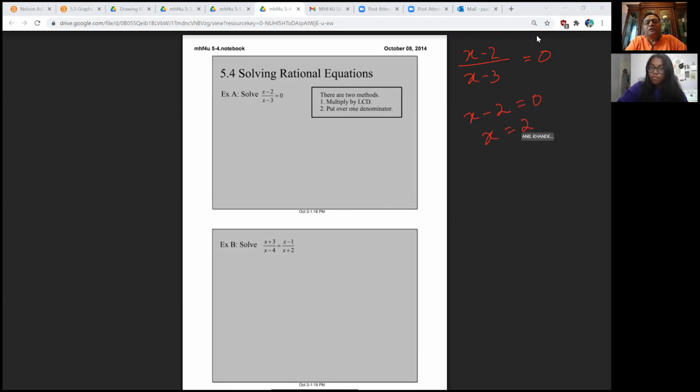Perfect. So that is how you could get the solution of this particular equation. Now, whenever you are given a rational function, by default, you should mention the restrictions. So when you begin with the solution, you should say that x is not equal to 3. That is the restriction. Do you understand? Yes.